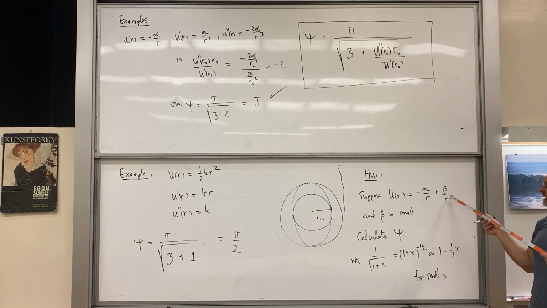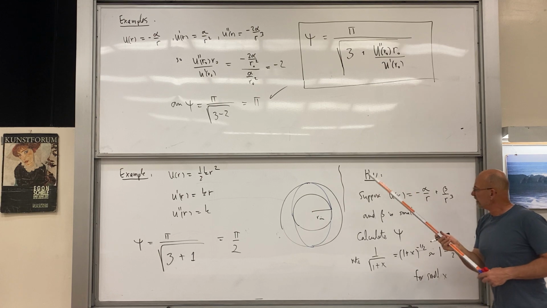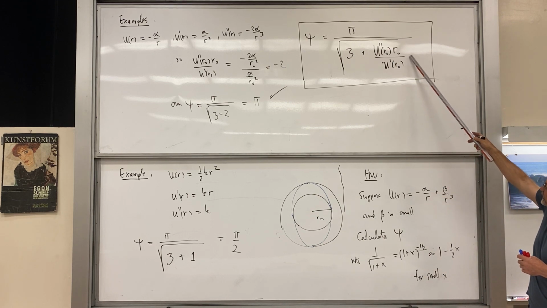So your task is to go into here and just calculate this thing out as though you knew what it is. You've just added the beta over r cubed to your expression. Actually, you don't even have to use the effective potential. You're going directly off of these expressions here.